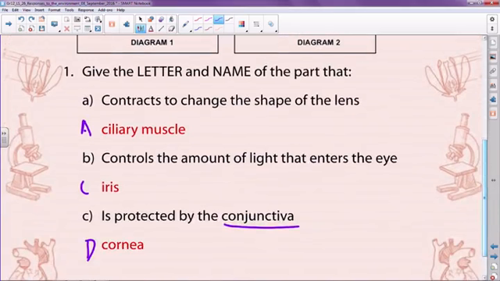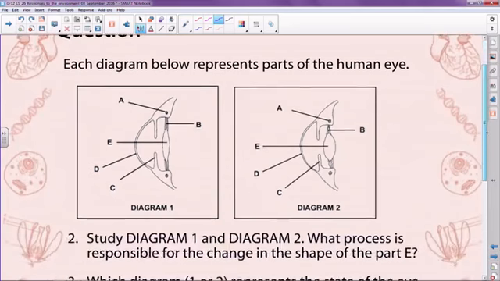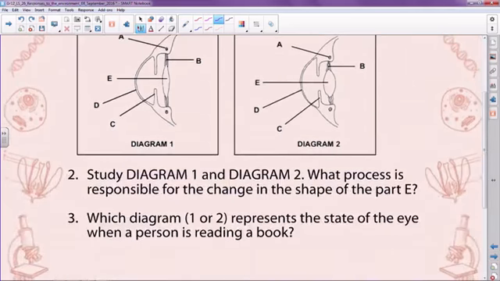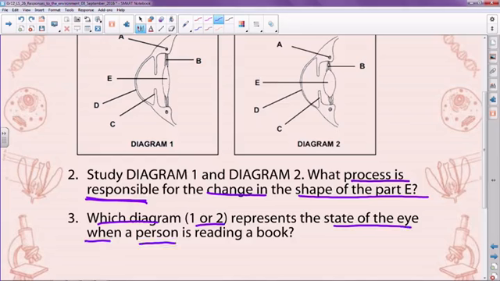Right, next question. Remember, I love these questions. Same pictures, study diagram 1 and 2. What process is responsible for the change in shape of part E? Which is part E? What is responsible for the change of that? And which diagram, 1 or 2, represents the state of the eye when a person is reading a book? Ooh, that's quite a big one. I'm going to give you 1 minute as well. Concentrate and let's get it right. Are you ready? Off you go.